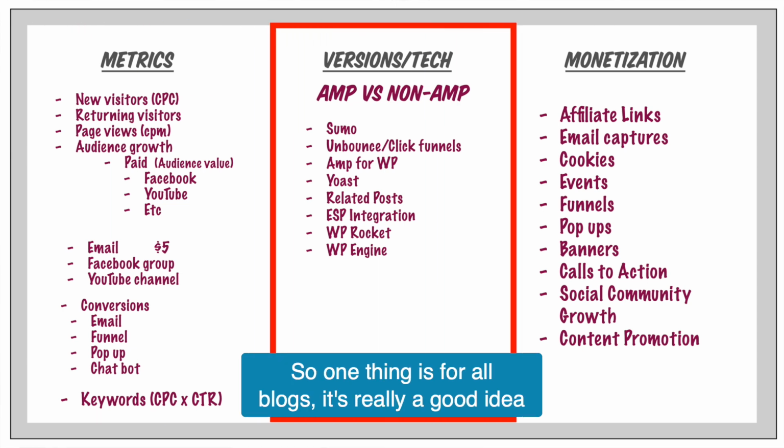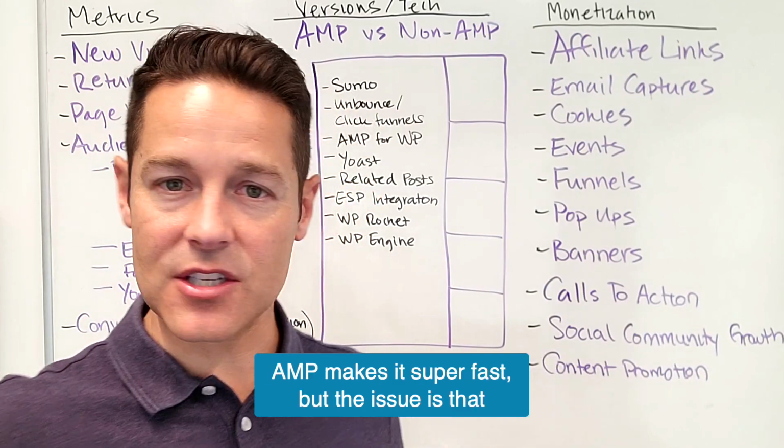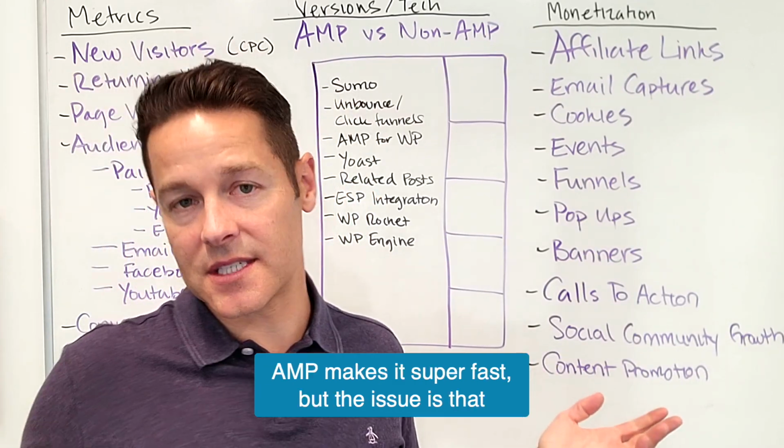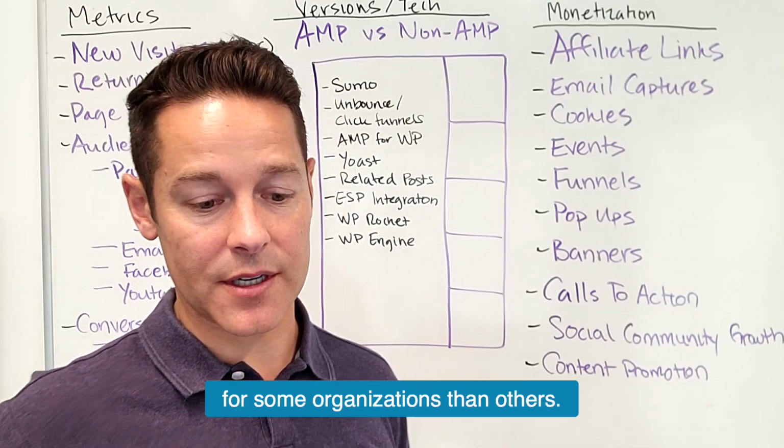For all blogs, it's really a good idea to have an AMP and a non-AMP version. AMP makes it super fast, but the issue is that now you're maintaining two different versions of the blog, and that can be harder for some organizations than others.